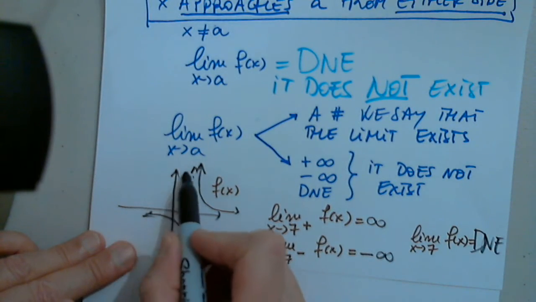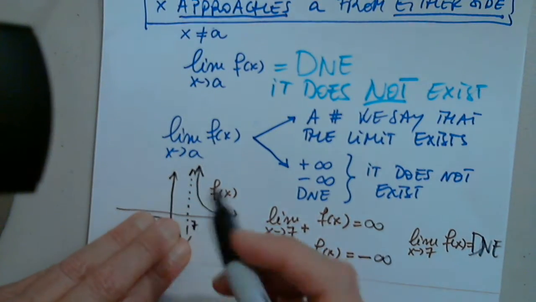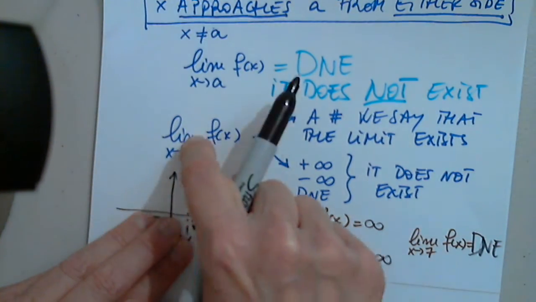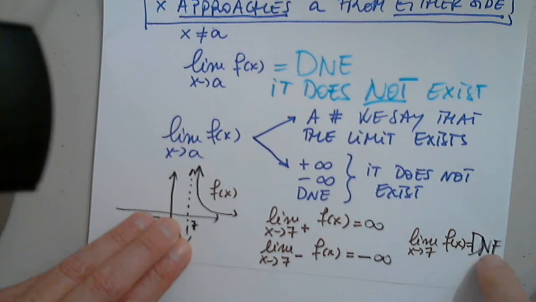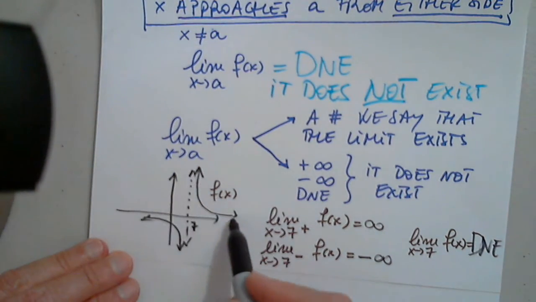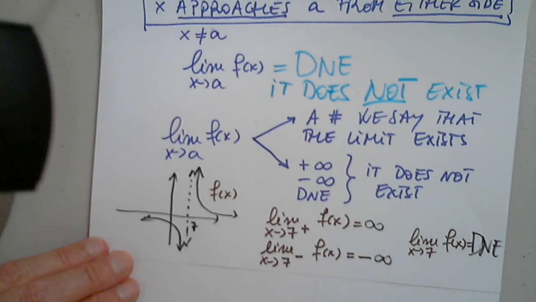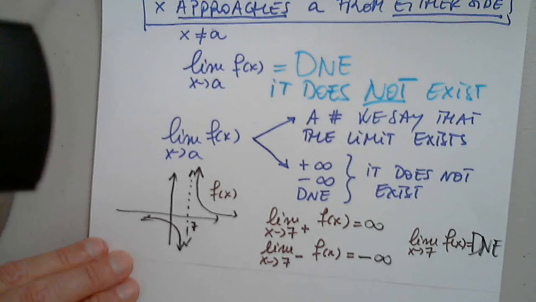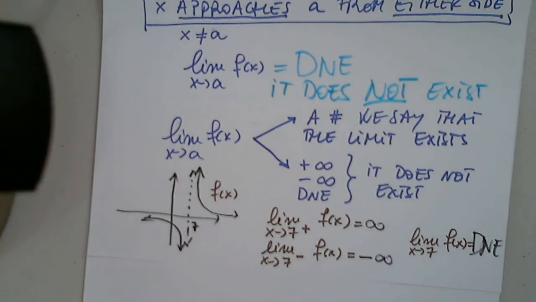What if it goes to both sides? Not this one does not exist, but it's here. You cannot write DNE. You have to write one side is positive, the other side is positive, and the limit from either side is positive infinity. Now, if I have positive here and negative here, I have to write DNE. But if they're both negative, then I write negative infinity. So DNE is only when one is on one side and one on the other, or approach to different numbers.